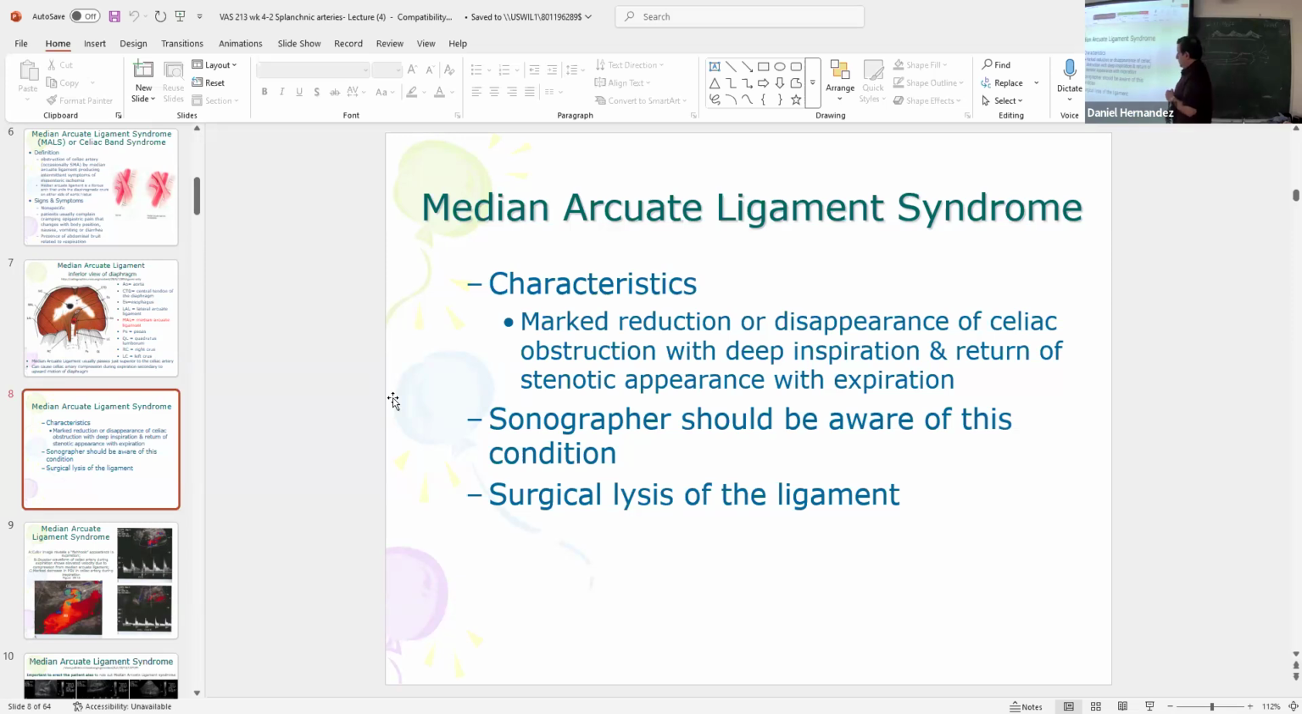Sonographers should be aware of this condition. They can surgically lyse that ligament to try and relieve it, if the symptoms are severe and it's causing major issues to that patient.